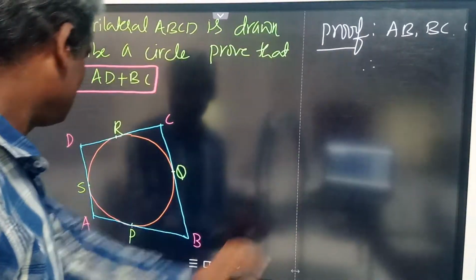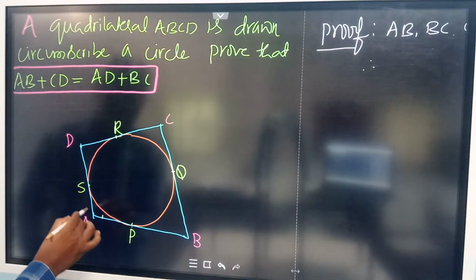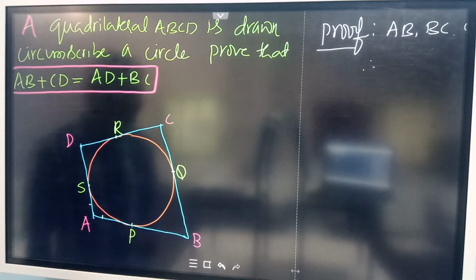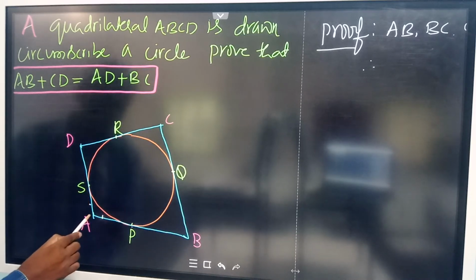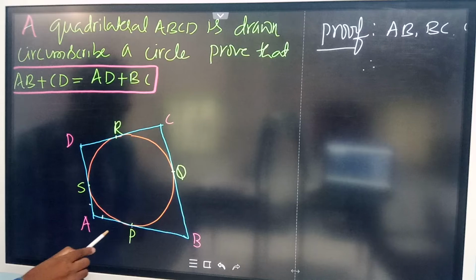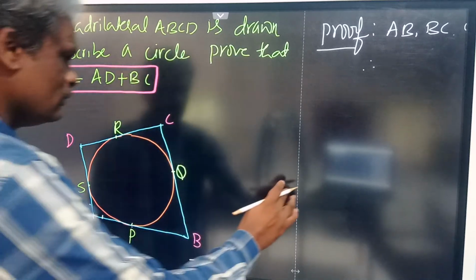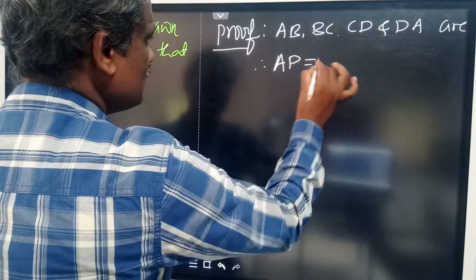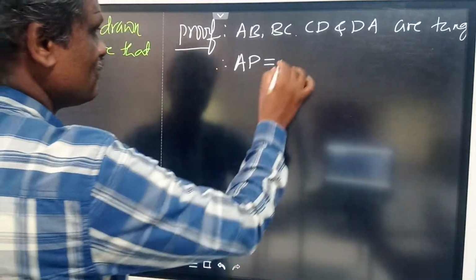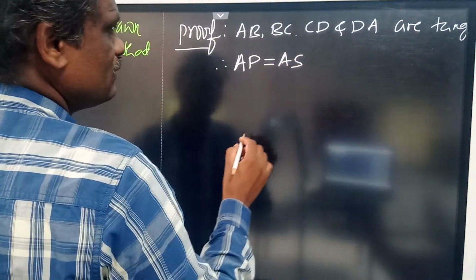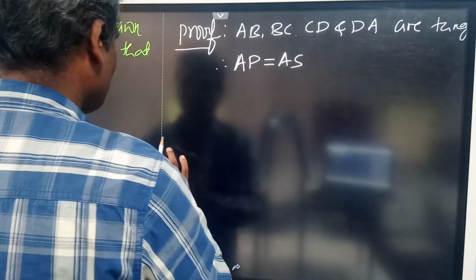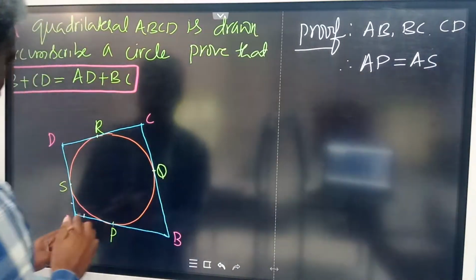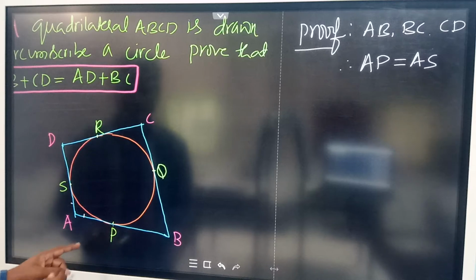Therefore, look at this. A will be an external point. I can write AP is equal to AS. This is a circle. From the external point, tangents drawn from an external point are equal. By theorem 10.2, I can write AP is equal to AS.